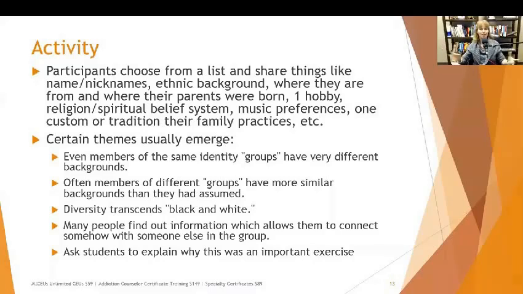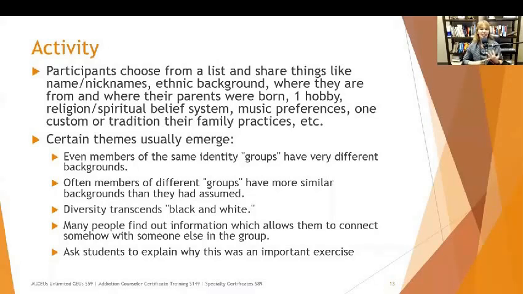So that's a group. You're an athlete, you're a tennis player, but they may have very different backgrounds. Often members of different groups have more similar backgrounds than they had assumed. Just because someone is a gamer doesn't mean that they don't have anything in common with an athlete. And I know a bunch of people who are kind of both. If they're not at the computer, they're at the gym. So it's starting to understand that people don't fit neatly into these little cubbyholes.